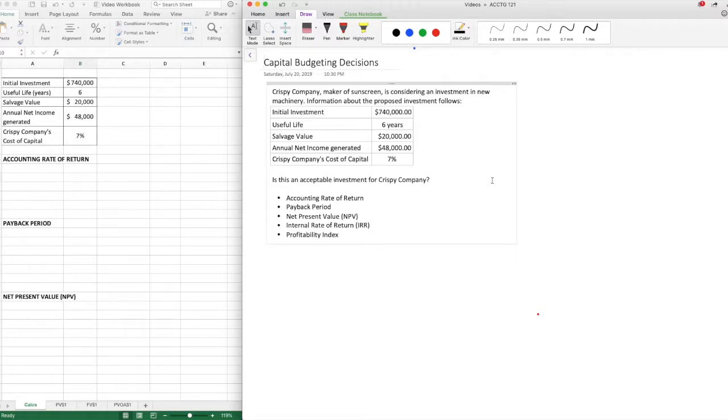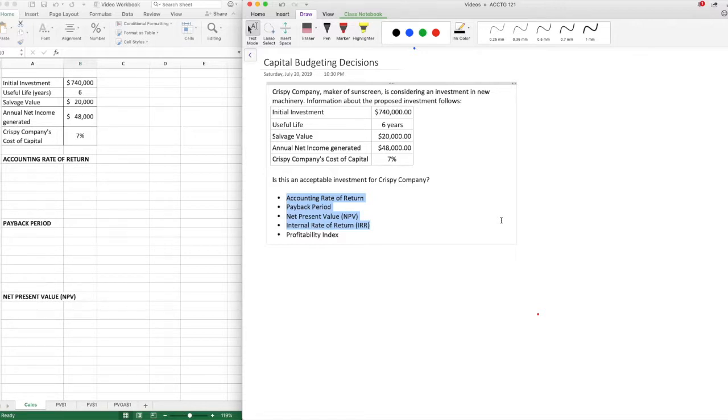We're going to look at 4 different ways to evaluate investment opportunities. We're going to look at accounting rate of return, payback period, and net present value and internal rate of return. Now, we'll also be looking at profitability index, but that's kind of just a derivation of NPV.